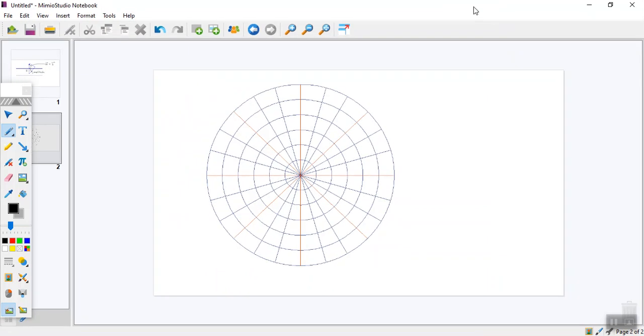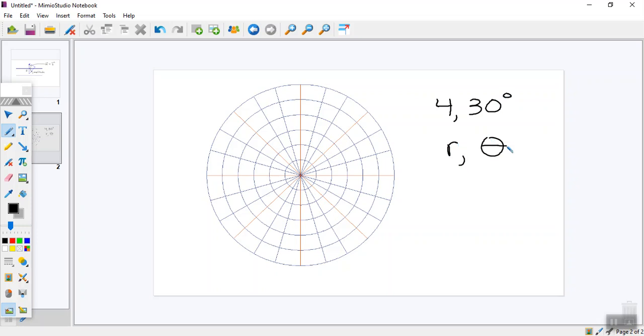All right. And you're going to start seeing some things that show up in polar graph paper that say, we want to go ahead and graph the point, say, 4, 30 degrees. Okay. Polar coordinates.